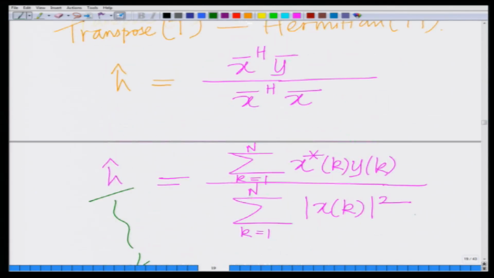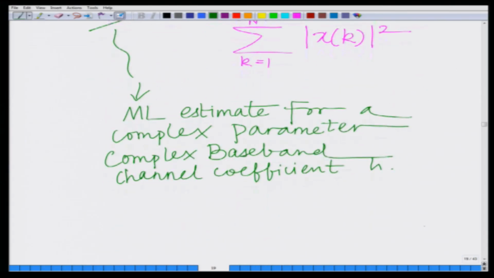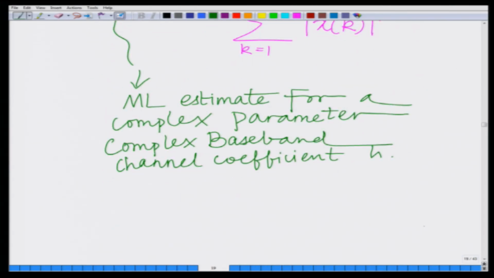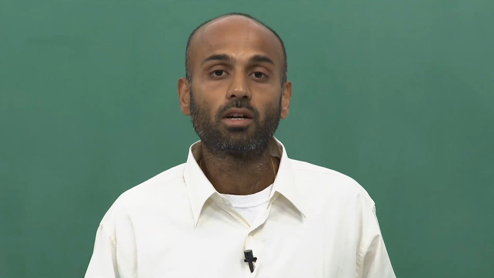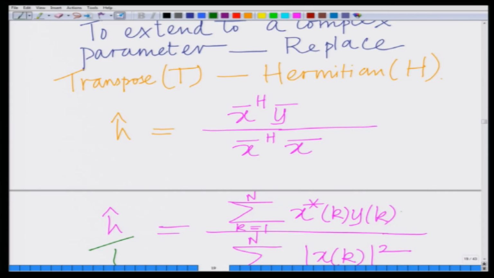that is, x bar Hermitian y bar divided by x bar Hermitian x bar, where, as we have seen, y bar is the vector of observation symbols and x bar is the vector of the transmitted pilot symbols, and this is the maximum likelihood estimate. Remember, this expression is the maximum likelihood estimate for your unknown complex baseband channel coefficient H.